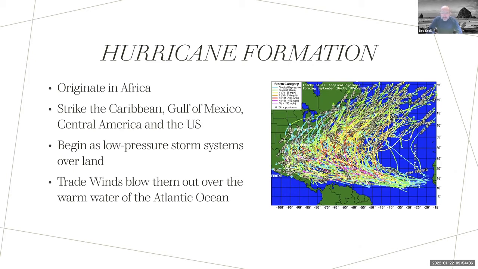What we see in this country, primarily the hurricanes that come from the east, originate over Africa and make their way across the Atlantic, affecting the Caribbean, the Gulf, the countries along the Gulf, Central America, and the United States. They start as low pressure systems over Africa, and then the trade winds blow them out over the warm water of the Atlantic, and those pressure differences and temperature differences are what lead to the building of the storm.